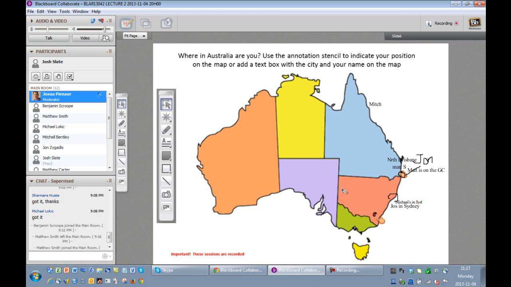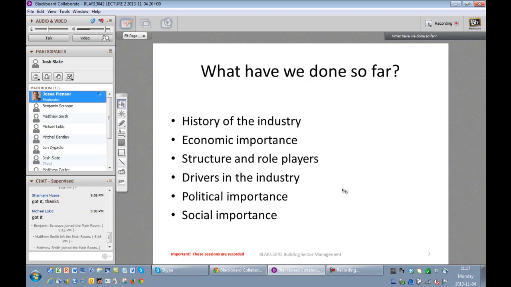Okay, so now that you guys have played around a little bit and understand exactly how it works, let's have a quick look at what we've done so far. Last week we briefly had a look at the history of the industry. We saw the importance of the construction industry for the GDP, and we know that we give around 6.5 to 7.5% per annum contribution to the GDP, which is quite a bit of weight, and of course the government should listen to what we have to say.